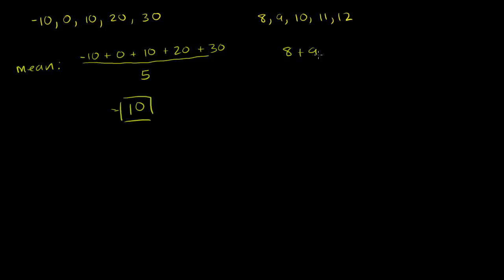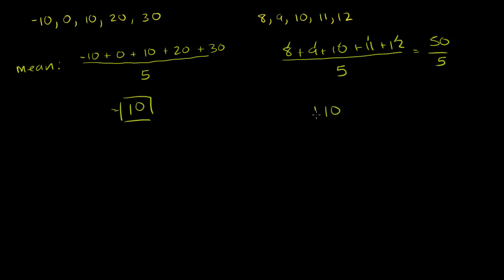Now, what's the mean of this data set? 8 plus 9 plus 10 plus 11 plus 12, all of that over 5. And the way we could think about it, 8 plus 12 is 20. 9 plus 11 is another 20, so that's 40. And then we have a 10 there. Add another 10, so this is, once again, going to be 50 over 5.